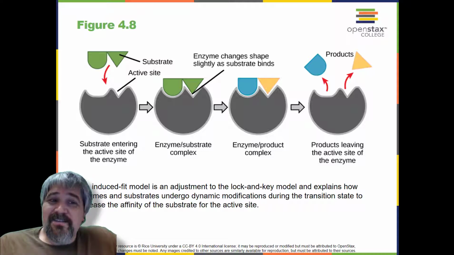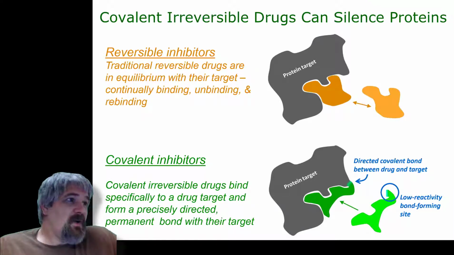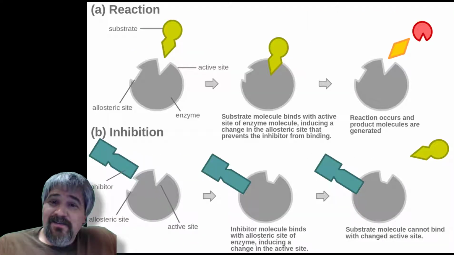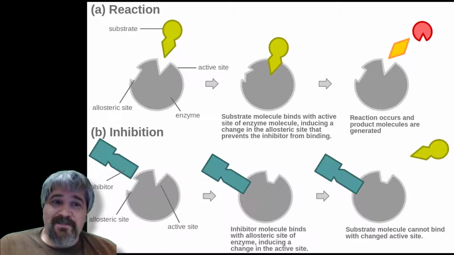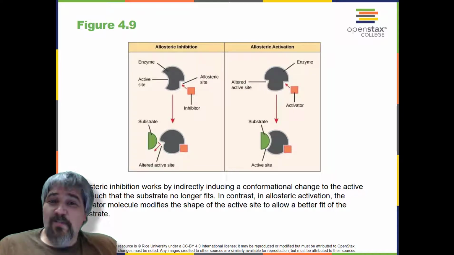In some cases of enzyme inhibition, an inhibitor molecule is similar enough to a substrate that it can bind to the active site and simply block the substrate from binding. When this happens, the enzyme is inhibited through competitive inhibition, because an inhibitor molecule competes with the substrate for binding to the active site. On the other hand, in non-competitive inhibition, an inhibitor molecule binds to the enzyme in a location other than the active site, called an allosteric site, but still manages to block substrate binding to the active site.